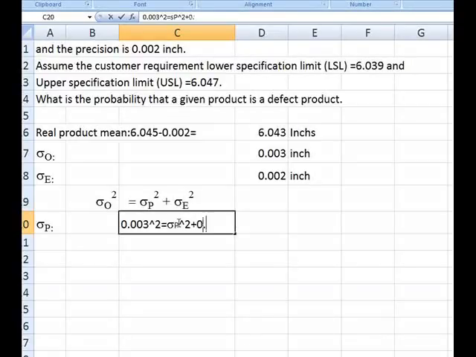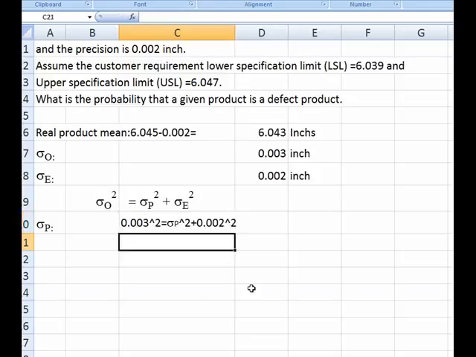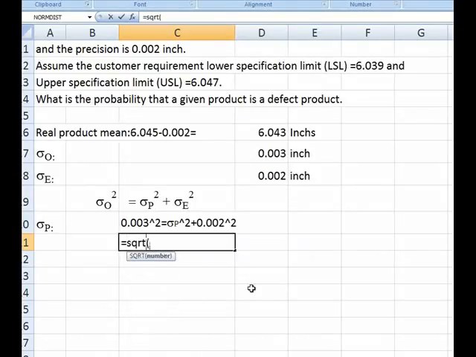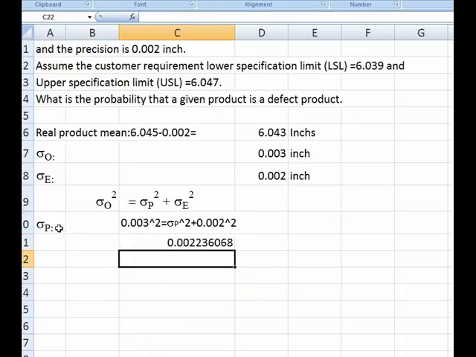Sigma e squared, which is 0.002 squared. So we plug in those numbers and then we solve for sigma p. Now sigma p equals, we use Excel's square root function directly, SQRT of 0.003 squared subtract 0.002 squared. So we got sigma p equals this, 0.002236068.